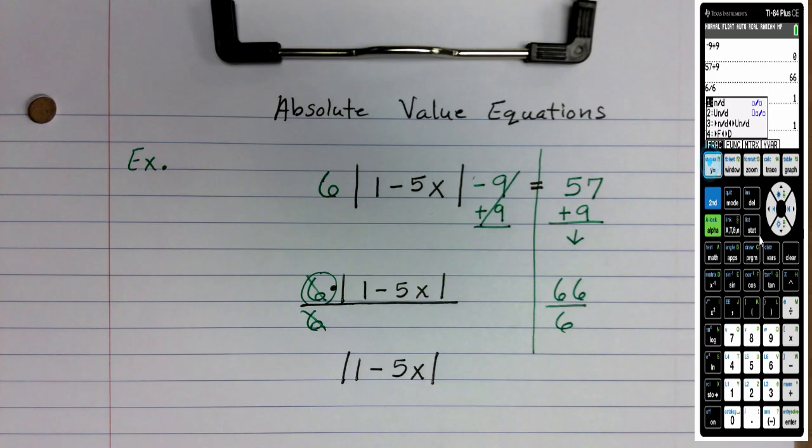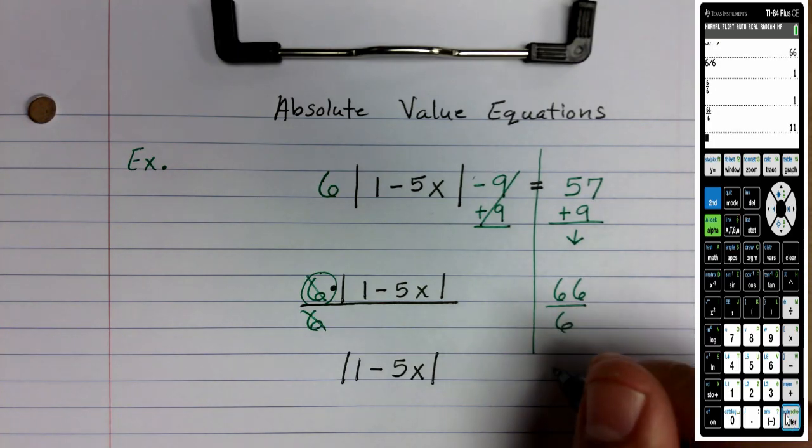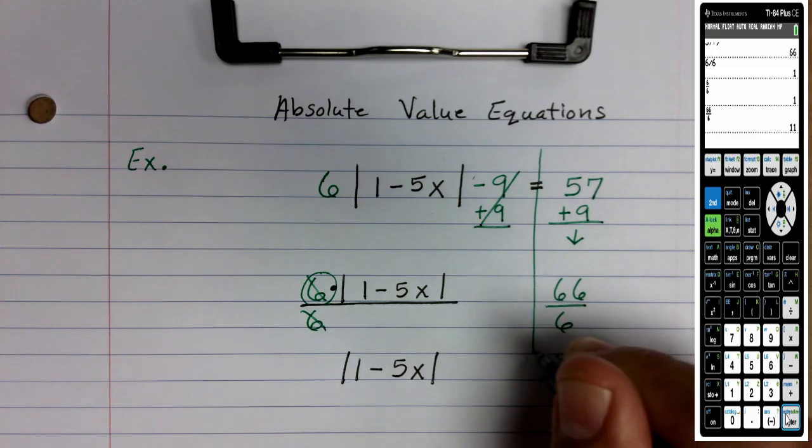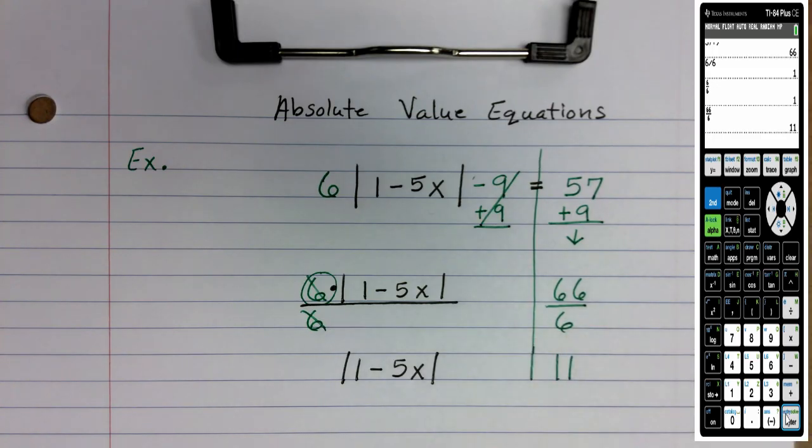I'm going to use alpha y equals inner, because I want to keep this as a fraction if it doesn't divide in evenly, and I'll do 66 divided by 6, or if we write it as a fraction, 66 over 6. Hit enter, and notice it gives me 11. So I'm going to write an 11 right here. So we're almost done at this point.